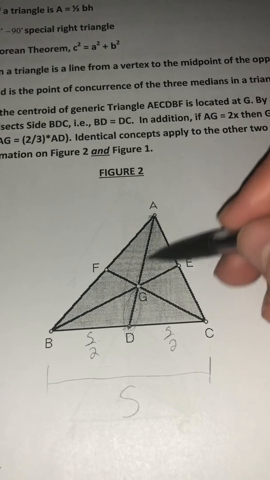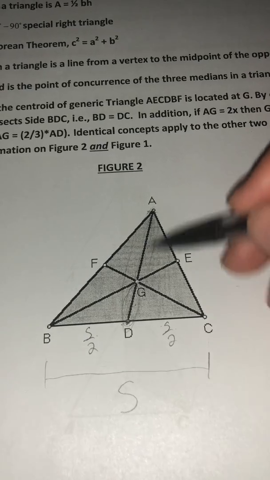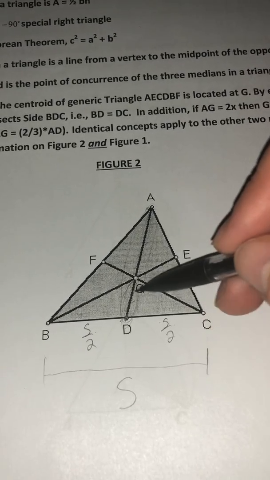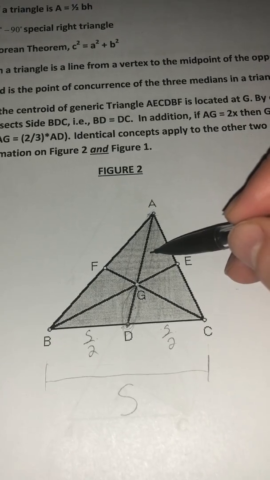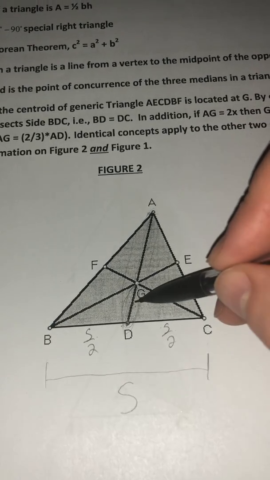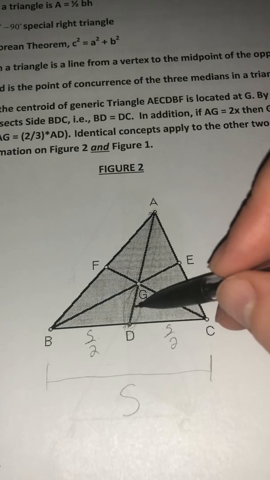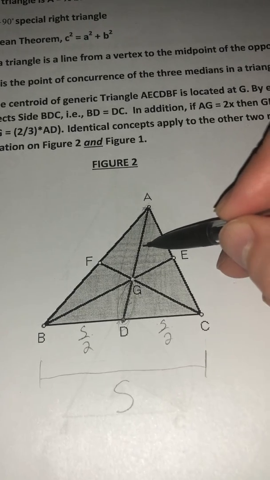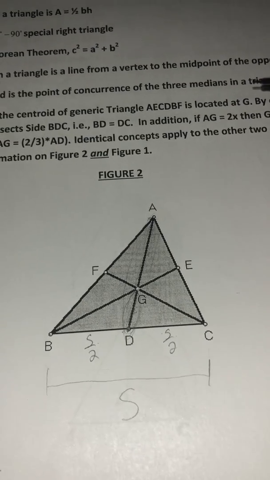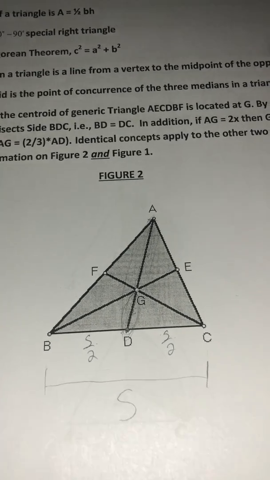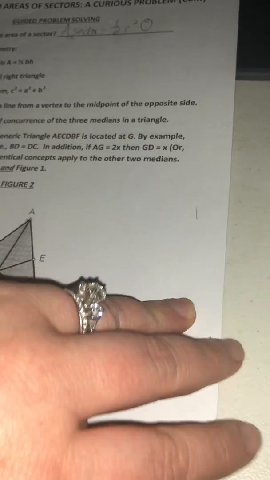So AG is going to be 2/3 of the entire length, and GD is 1/3 of the entire length. And don't forget that 1/3 is half of 2/3. So if I know this one, this little piece is half of that. Or if I know the little piece, this piece is double that. And then all together they would make 3/3. That's kind of important to remember. And then let's flip over to the last page.